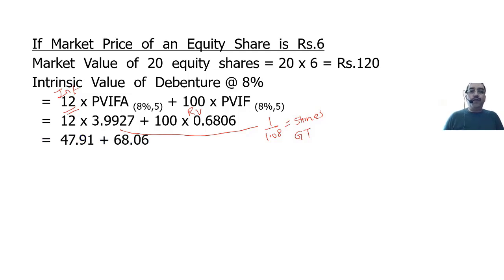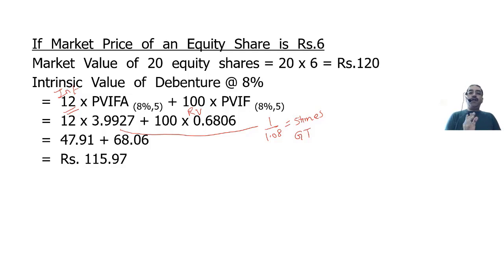47.91 plus 68.06. So the total value is 115.97. That means the intrinsic value of the debenture, the actual value of the debenture at that point of time. What will be the market value of the debenture? The market value of the debenture, if you sell, it will be 115.97. Face value is 100.